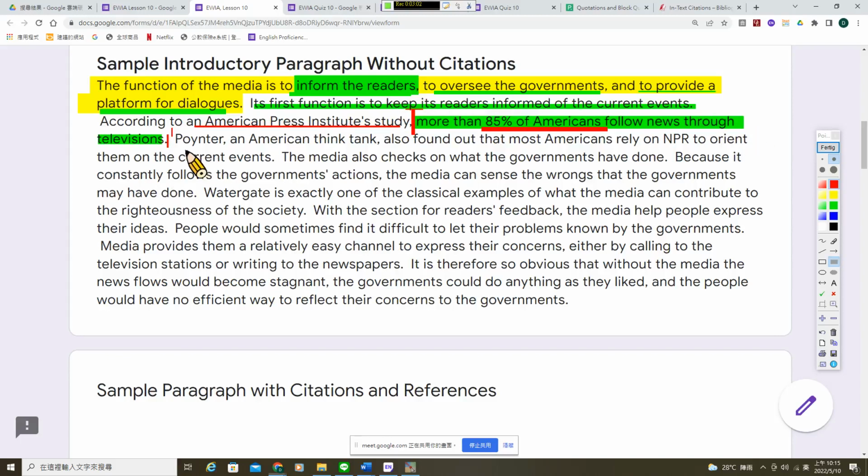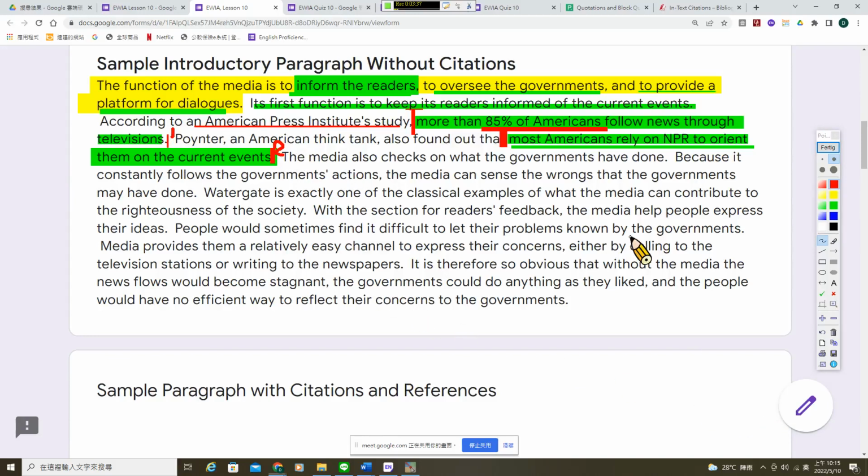And the other one, Poynter, an American think tank, also found out that most Americans rely on NPR to orient themselves on the current events. So look here, this idea does not come out from myself either. So I need, again, to cite from here to here. So basically, this is number 2. I need to have a citation. So this is number 1.